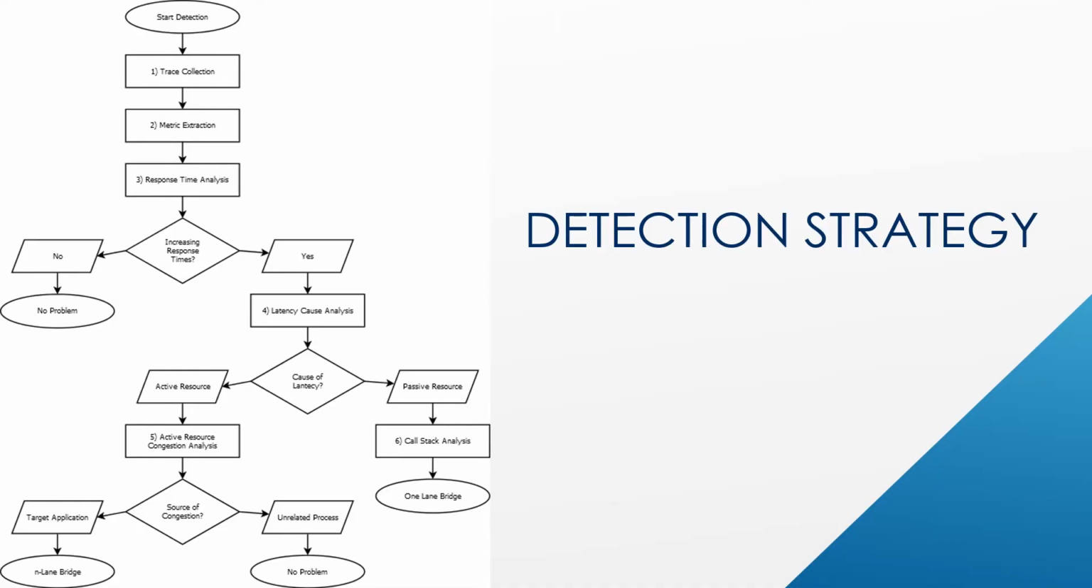The flowchart on the left shows our detection strategy for traditional one-lane bridge as well as n-lane bridge antipatterns. I'll go over this method in more detail, but basically there are 6 different steps and 3 different possible outcomes, being an n-lane bridge antipattern detected, a one-lane bridge antipattern detected, or no problem detected in the application.